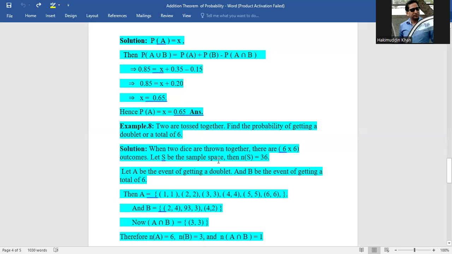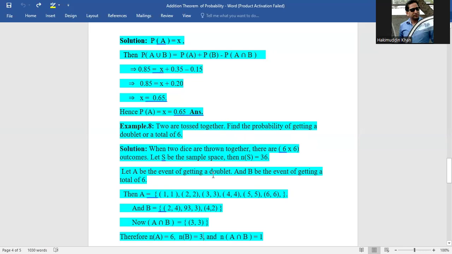Let S be the sample space. Then N of S is equal to 36. I hope everybody knows about that. When two dice are thrown together, total number of outcomes are 6 by 6, that is 36. So N of S is equal to 36.